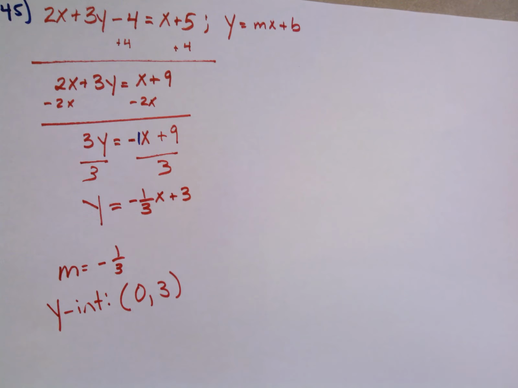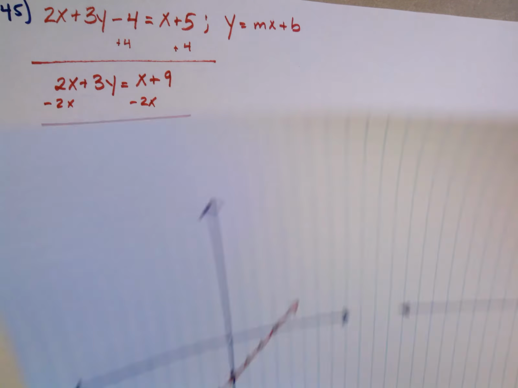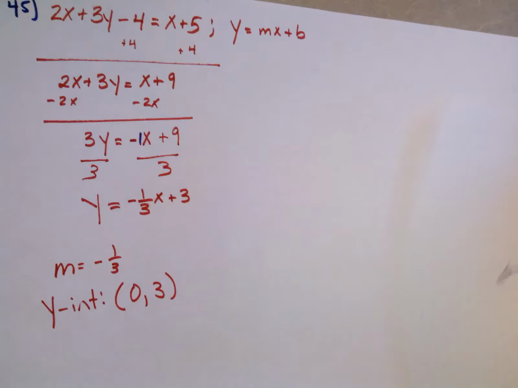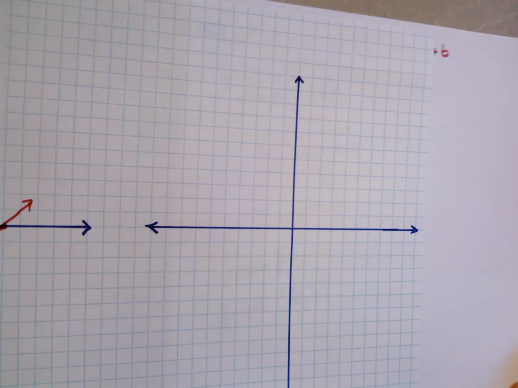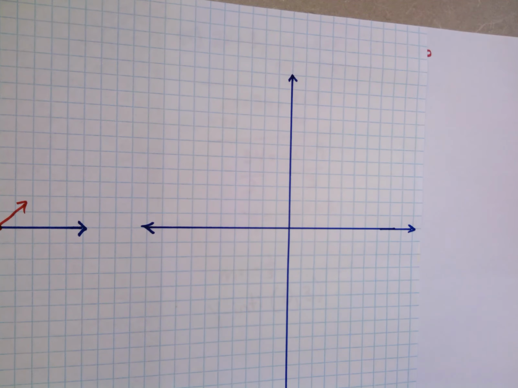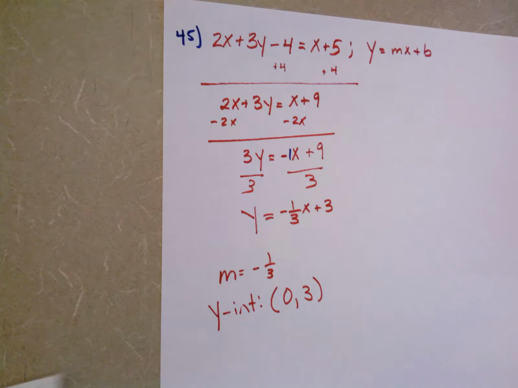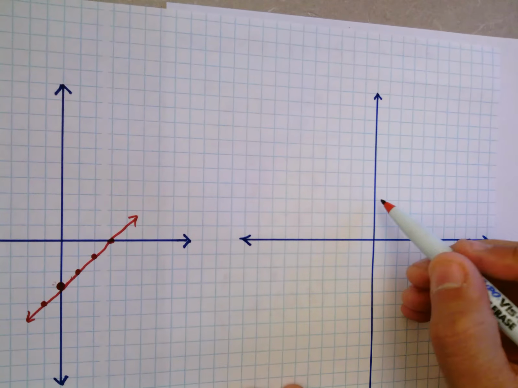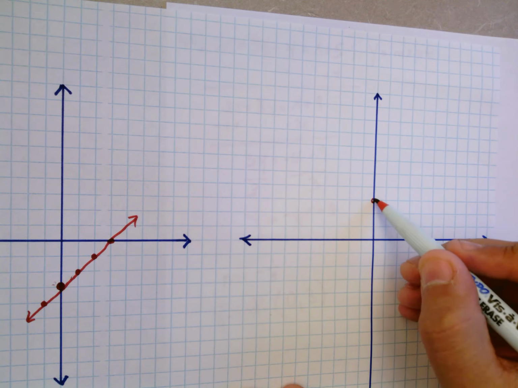So now I have to graph this equation. So put out a graph here. Let's stay consistent. We'll do it this way. Okay. My y-intercept was 0, 3. I know that that's a point on the graph. 1, 2, 3. 0, 3 is right here.